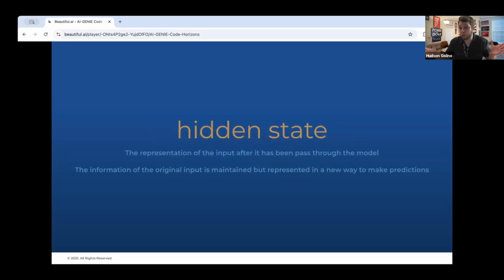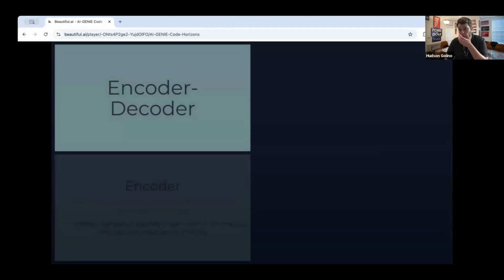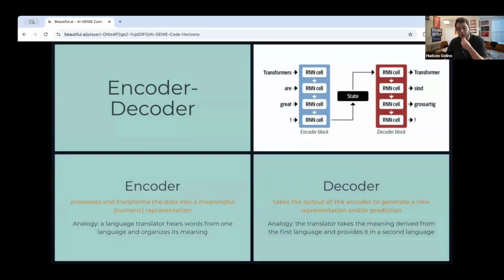These deep neural networks have what we call hidden states in them. So this is the representation of an input after it has been passed through the model. The information of the original input is maintained, but is represented in a different way inside the network to make predictions. I'll show you some examples in a minute.